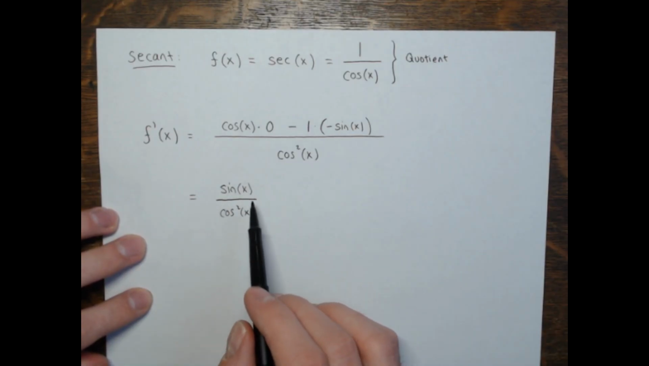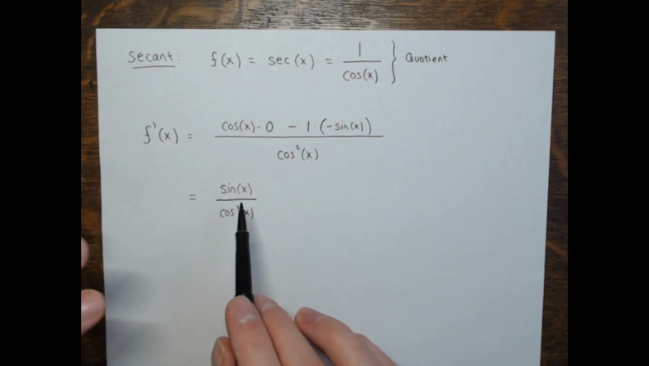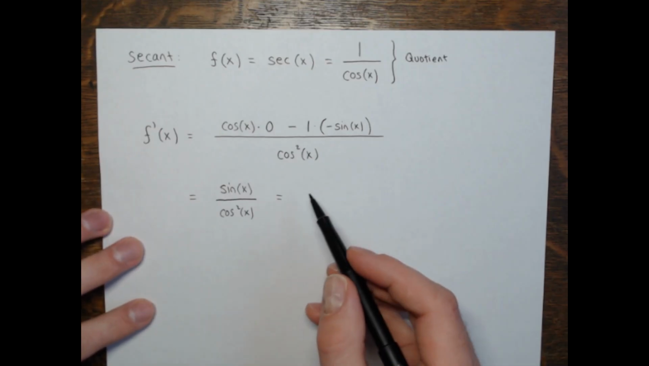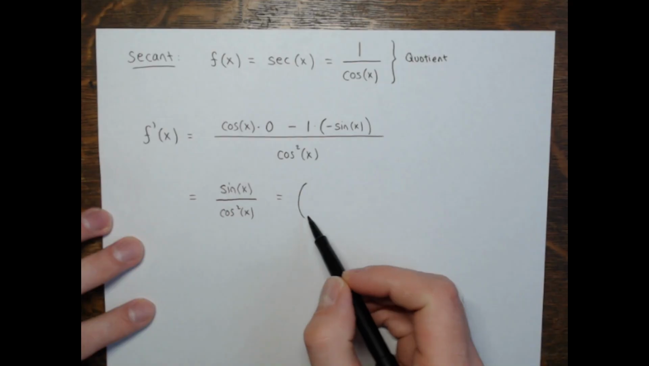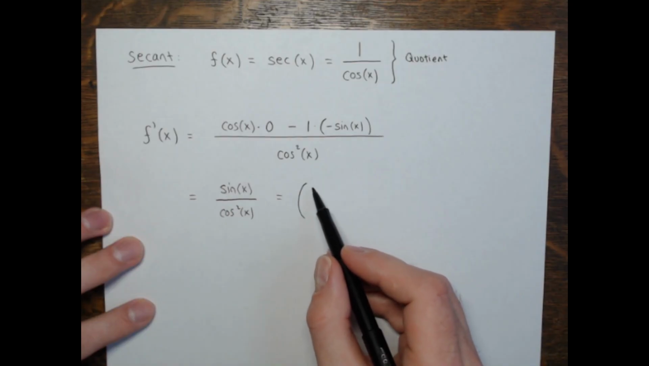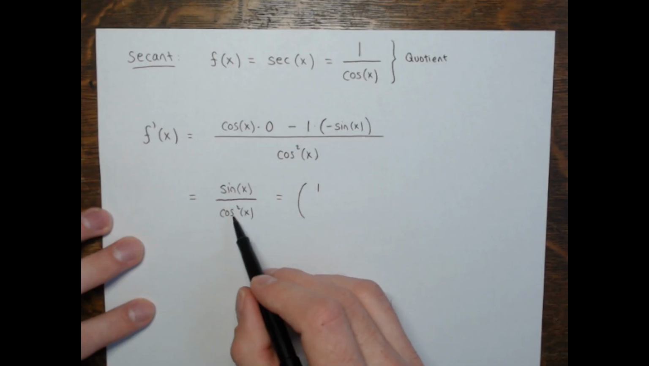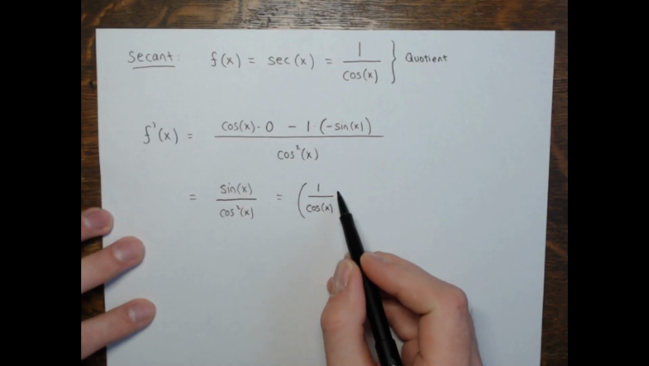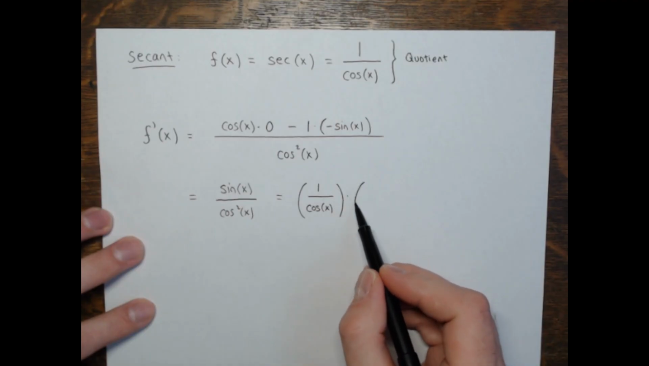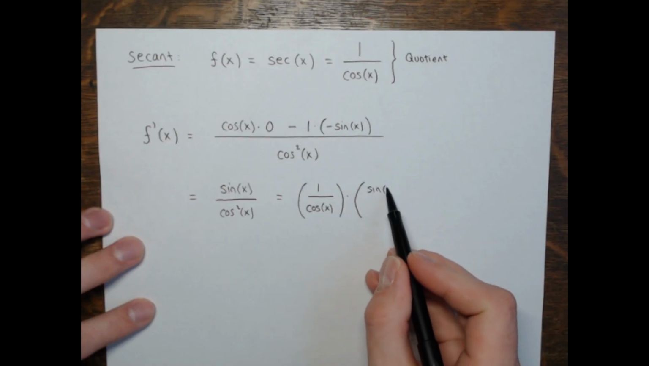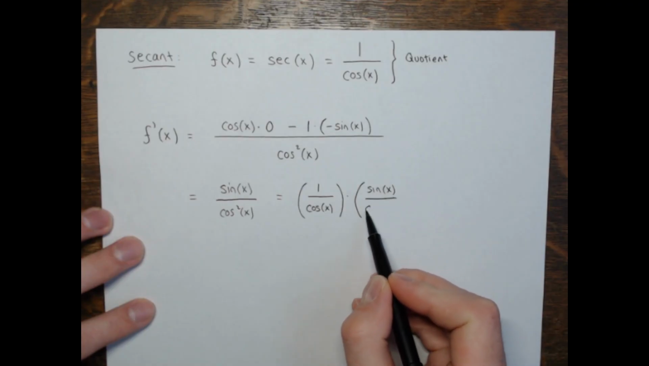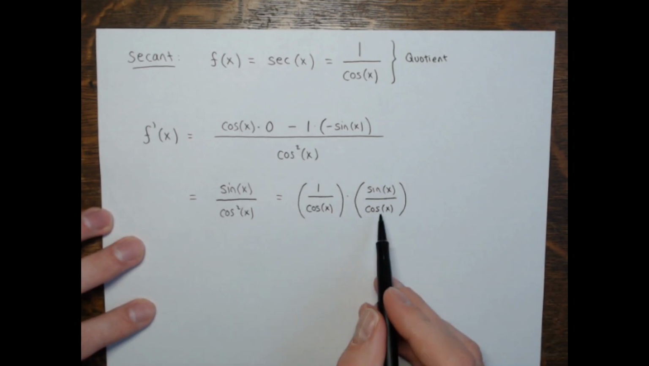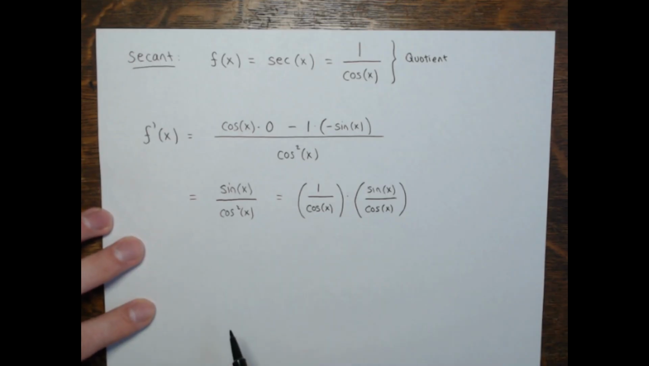And once again, this is fine. If you know just this, that's better than most. But you can rewrite this in a simpler way, and the way they're typically going to rewrite it is after this. So you can rewrite sine over cosine squared as 1 over cosine times sine over cosine. Right? If you multiply these numerators, you get sine of x. You multiply these denominators, you get the cosine squared.